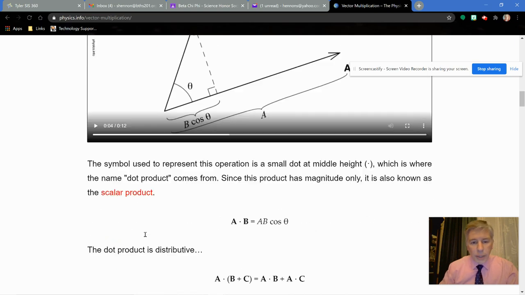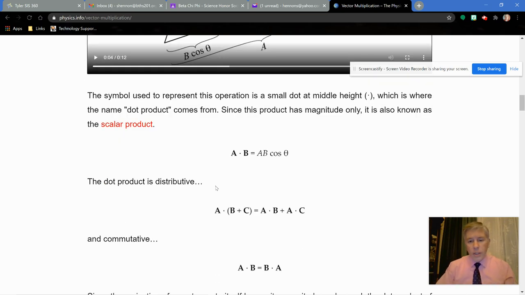The cool part about a dot product is you actually get a scalar value. So sometimes this is referred to as a scalar product. And this is the basic definition, that the dot product is the magnitude of each vector times each other and then times the cosine of the angle between them.